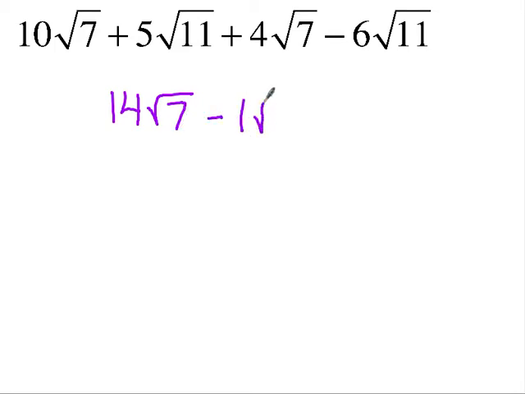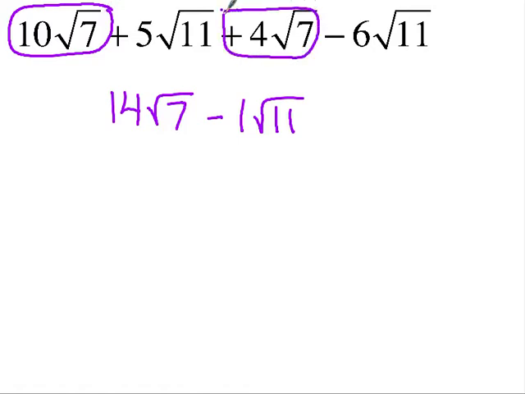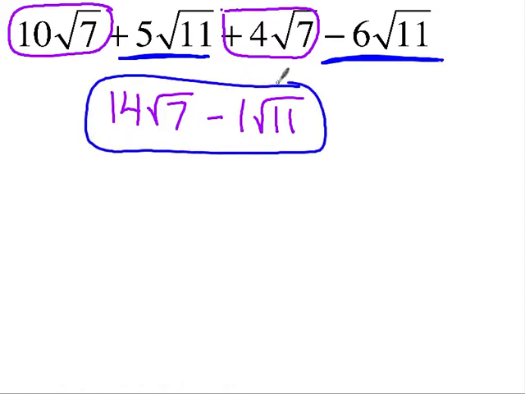7, 11. Okay, good. Now, if you didn't catch what was happening right there, the only ones you can combine are the ones that have like terms. So I'm going to take the 10 root 7 and I'm going to add 4 root 7 to it. And then you get 14 root 7. Now the 5 root 11 here and the negative 6 root 11 here are not like terms with the root 7. So I have to treat those differently, separately. And so I actually have 2 different parts to my answer, and that is your final answer.